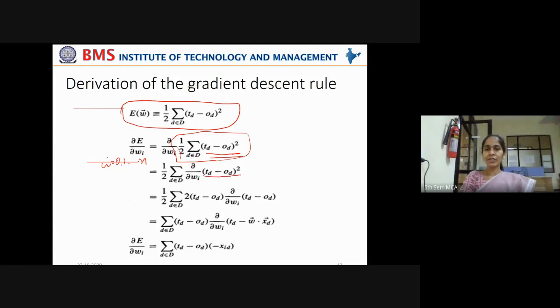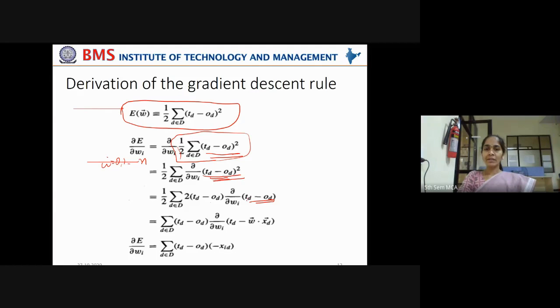Which one are you differentiating? Partial differentiation on (TD minus OD) squared, that is the prediction error squared. Whenever you differentiate a term having a square, that 2 will come to the front, right? So that 2 is taken, and one of those terms TD minus OD is also written. TD minus OD squared is nothing but TD minus OD into TD minus OD. So take 2 into (TD minus OD), and apply the differentiation on the remaining term, that is TD minus OD.